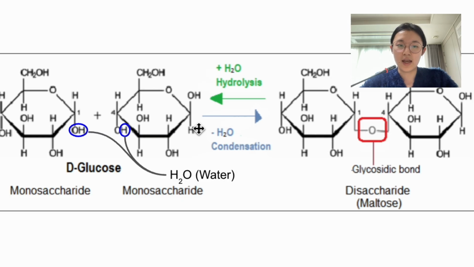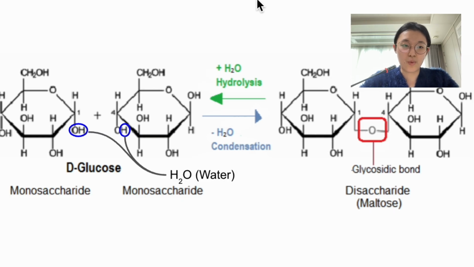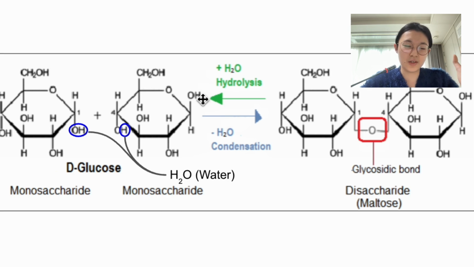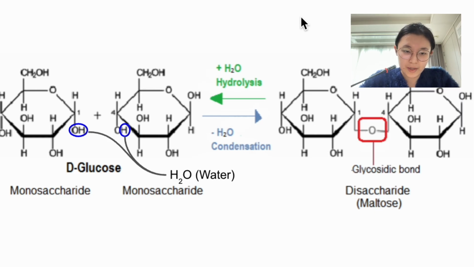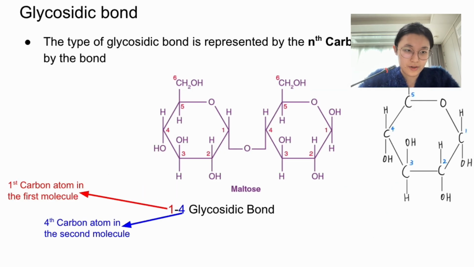And again, that is something very important that we have to note when we're seeing diagrams like this, where it can be confusing whether this is an alpha glucose or a beta glucose, just for you to note. But again, maltose is made from 2 alpha glucoses linking together via a glycosidic bond. That's a 1,4 glycosidic bond.